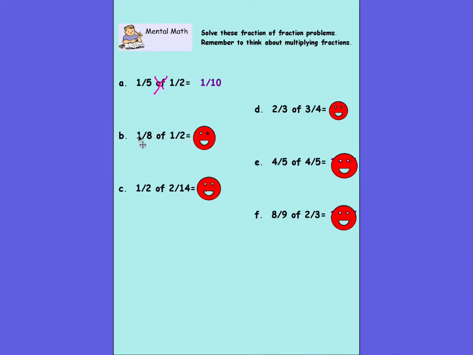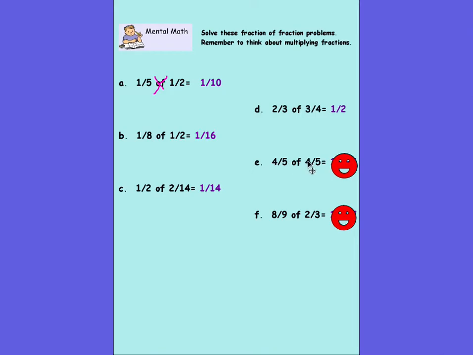1/8 of 1/2, 1 times 1 is 1, 8 times 2 is 16, 1/16. 1 times 2 is 2, 2 times 14 is 28, so we could have 2/28, which is equal to 1/14, dividing each by 2. 2 times 3 is 6, 3 times 4 is 12, 6/12 also equals a half.